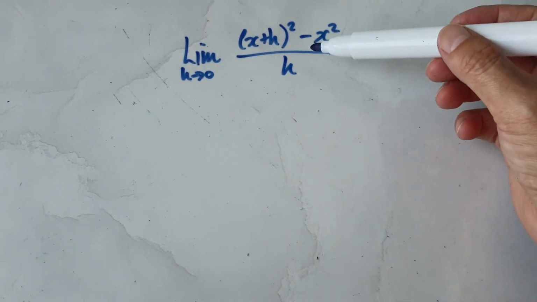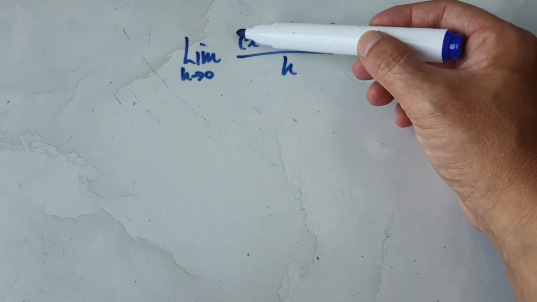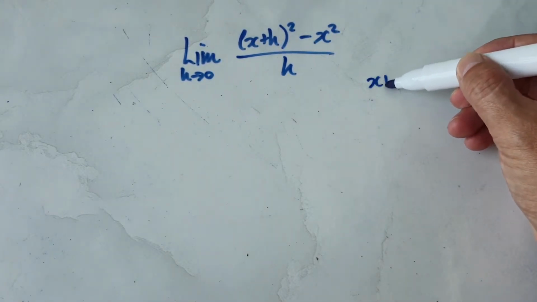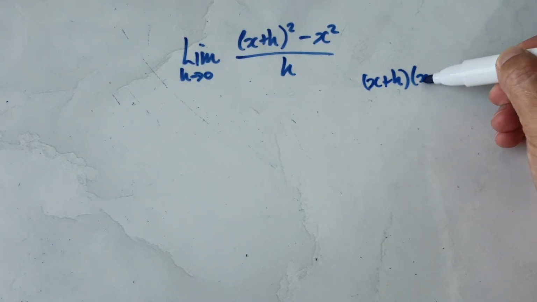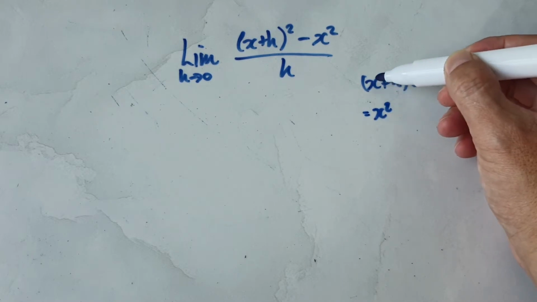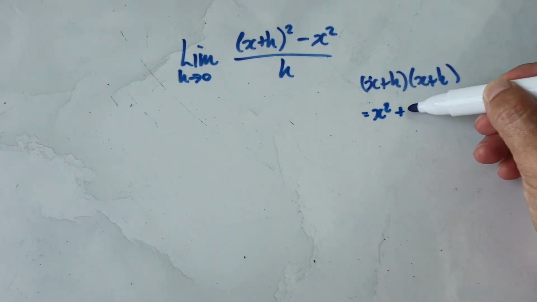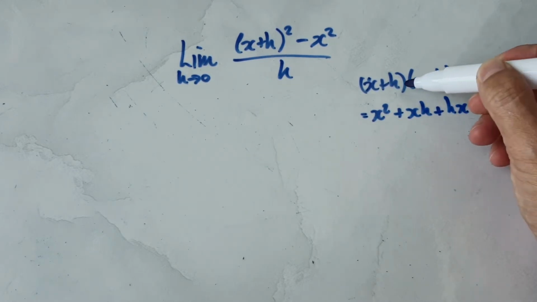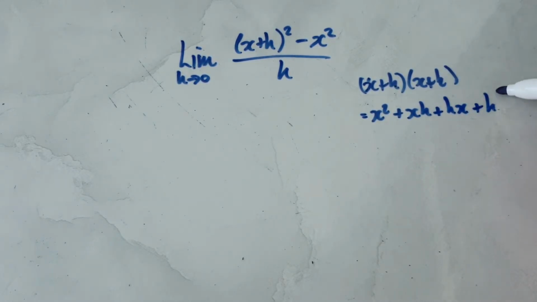So let's try and evaluate this limit. To evaluate this limit, we would need to multiply out the brackets. So multiplying out the brackets, (x plus h) squared, that would be x times x, which is x squared, x times h, which is xh, h times x, which is hx, and then h times h, which is h squared.